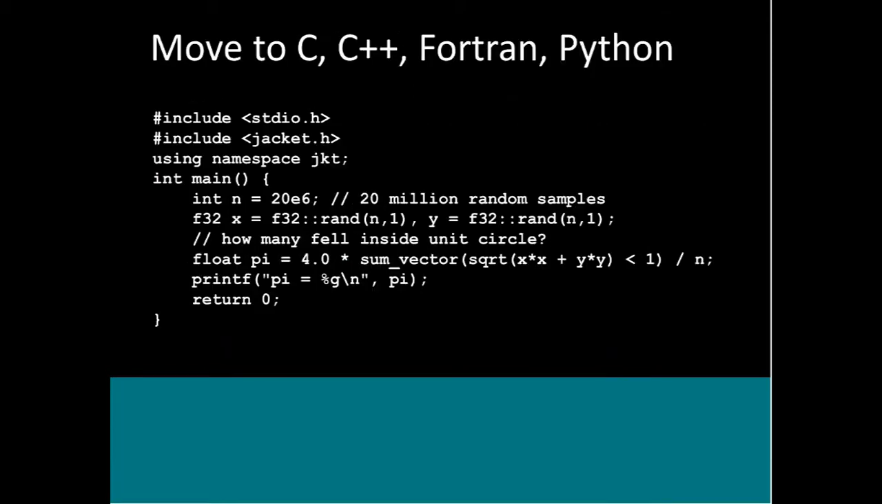So one of the exciting developments that we have is moving Jacket into C, C++, Fortran, and Python. We can now execute the same code that exists in Jacket inside C, C++, Fortran, and Python. So you can write your code in MATLAB and then easily port it to C and C++.